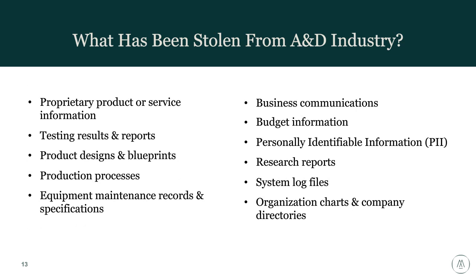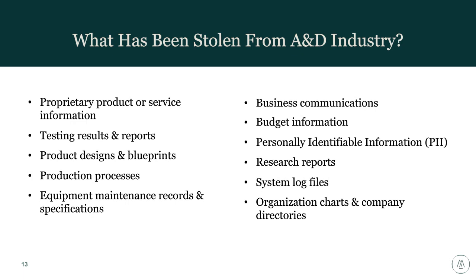And these are in no particular order, but this is all bad, and some are worse than others, but it's all bad. So proprietary product or service information. Oftentimes sensitive, confidential. There are various levels of classification, whether it's secret, top secret, compartmentalized. Unfortunately, some really sensitive information has gotten out there. Testing results of our systems that are being built here in the U.S. and the reports on those test results, product designs and blueprints, production processes. How do you produce these systems?